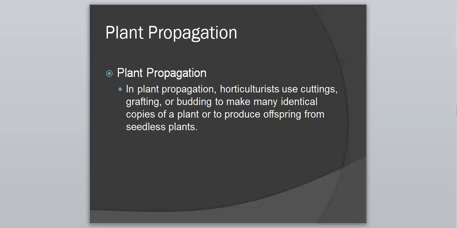A horticulturist is just someone who studies and works with plants. And plants are very important because, again, with all the food and medicines and things like that, it's going to be necessary for us to make identical copies of beneficial plants. So it's done in three ways: using cuttings, grafting, or budding.